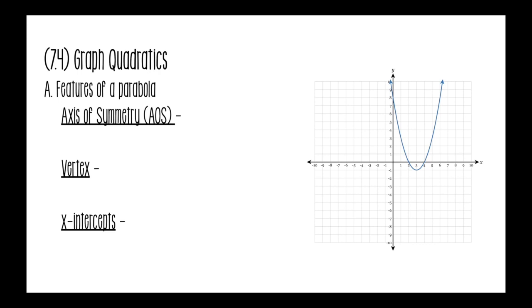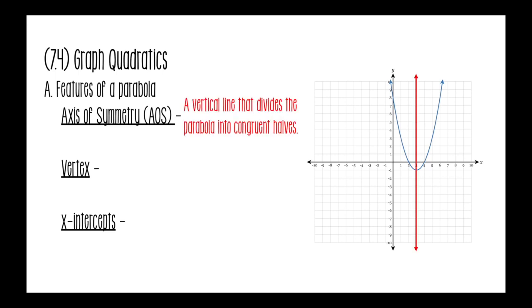In section 7.4, we will graph quadratics. For part A, we're going to look at the features of a parabola, one of which is the axis of symmetry. The definition for axis of symmetry is a vertical line that divides the parabola into congruent halves. Because this is a vertical line, it's always going to be written as x equals a number. So in this example right here, because this crosses at 3 on the x-axis, this would be x equals 3. And again, you can see that the parabola is symmetrical on each side.